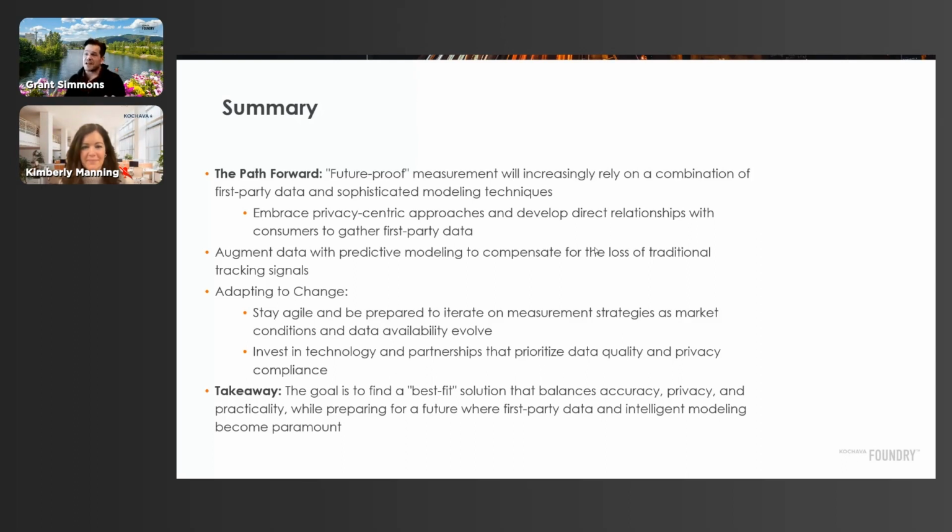And so that best fit solution is going to balance accuracy, privacy, the practicality, the operationability of it. The good news is that Kochava is sort of on the forefront here. So watch this space. We've got a lot of solutions. We intend to create a lot more.